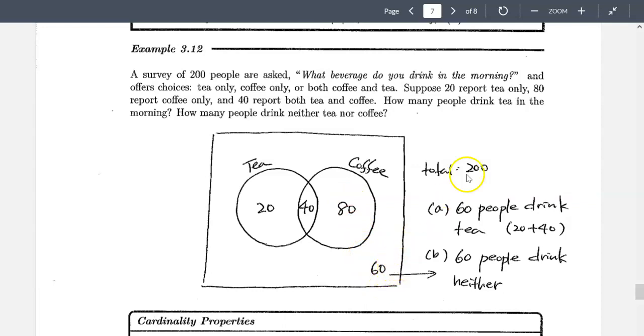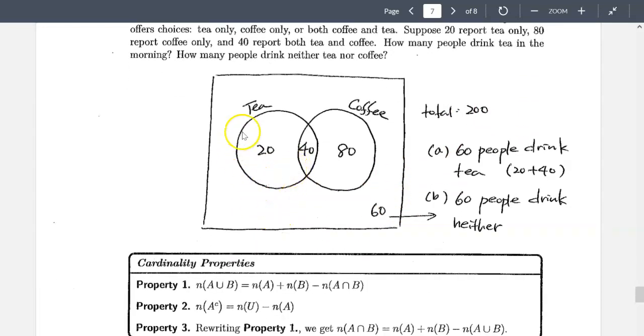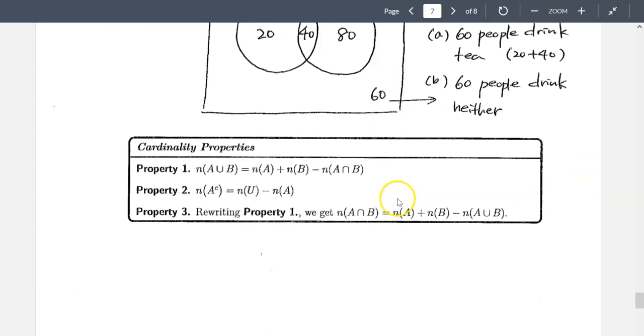So the question is, how many people drink tea? Just looking at the Venn diagram now, if you look at the whole tea circle, it's 60 people. And how many people drink neither? Then that's the 60 people outside, not included in either of these circles.